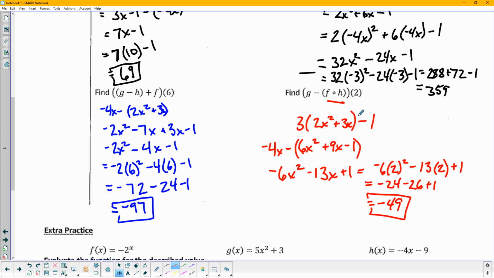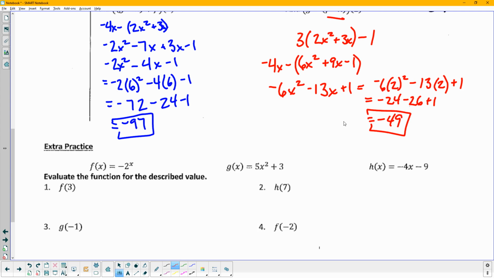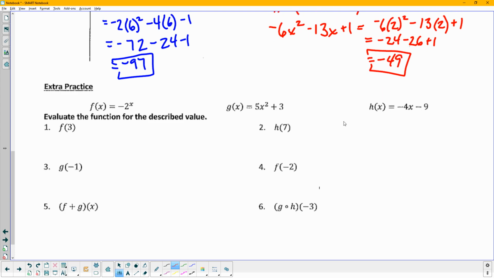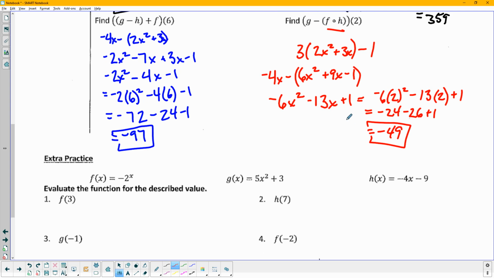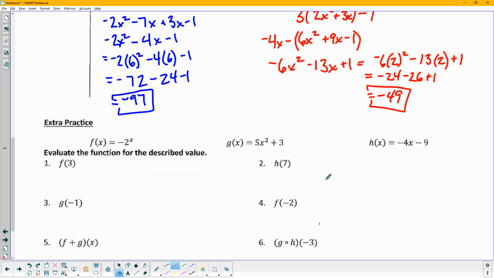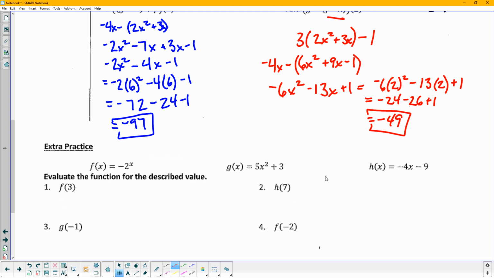There's also these problems at the bottom, and at least for now, I don't have answer keys for those. It's just something that if you want to work on, you can. And if you do those and want to know if you got them right, that's where I'd have you email me and ask me if they look good.